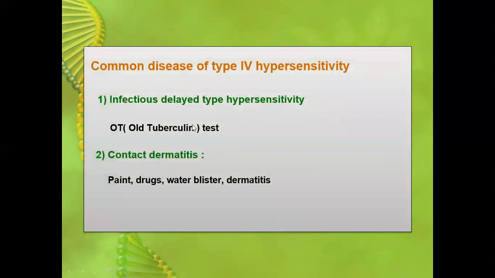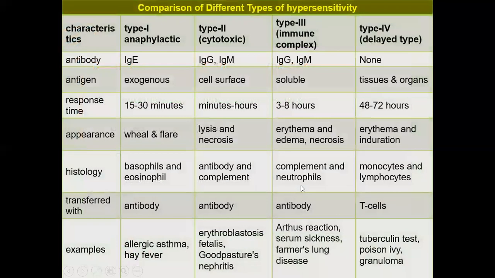And these are the common diseases of type 4 hypersensitivity reaction. Infectious delayed type of hypersensitivity reaction, that is the old tuberculin test. And contact dermatitis, here the contact epidermal agents like paints, drugs, water blister, dermatitis, etc. And this is the comparison of all 4 types of hypersensitivity reaction and the characteristics: type 1, type 2, type 3 and type 4.